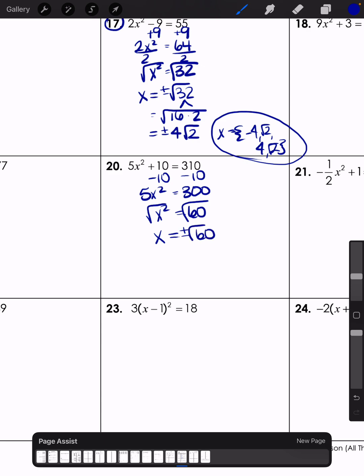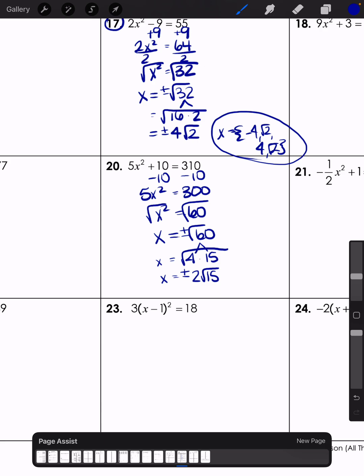However, if you were trying to simplify this or put it in its most simple form, 60 can be broken down many ways, but if we're going to try for a perfect square, then we're going to end up with 4 times 15. So then the square root of 4 is a perfect square and 15 is left inside. So then we're going to end up with plus or minus 2 square root of 15.